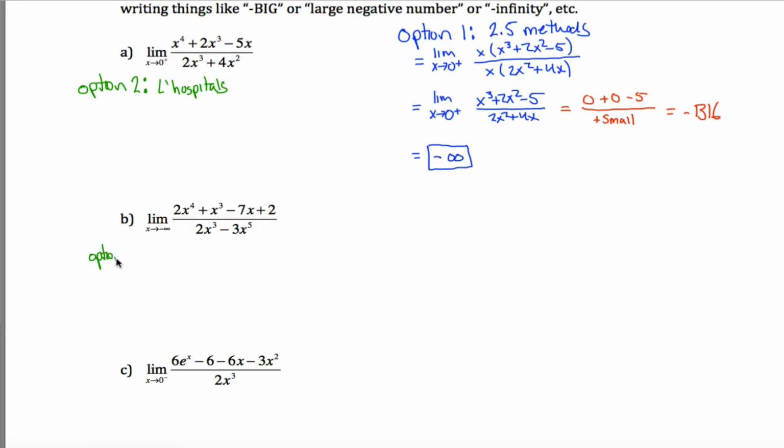So option 2 is you could use L'Hopital's again. It turns out that if you use L'Hopital's rule here, you're going to have to use it a whole bunch. I think you have to use it 4 or 5 times by the time you narrow these exponents all the way down. But you will get your answer if you use it enough times. But that, again, is not what I had in mind. What I had in mind was to, again, employ 2.5 methods.